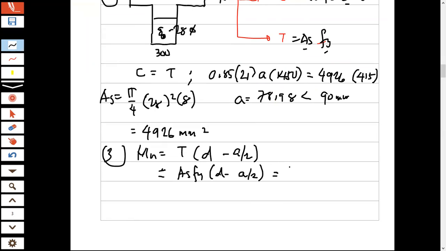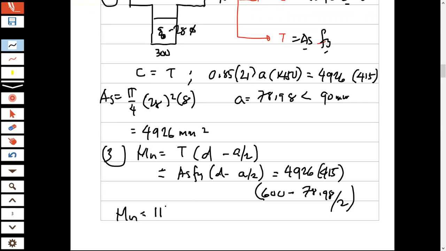So we have As equals to 4926. fy is 415, d is 600. a has been computed to be 78.98 divided by 2. So therefore, we can compute here the nominal moment, which is equal to 1146 kilonewton meter. Actually, it's 1146 times 10 to the power of 6. Diretso na natin sa kilonewton meter. Okay?